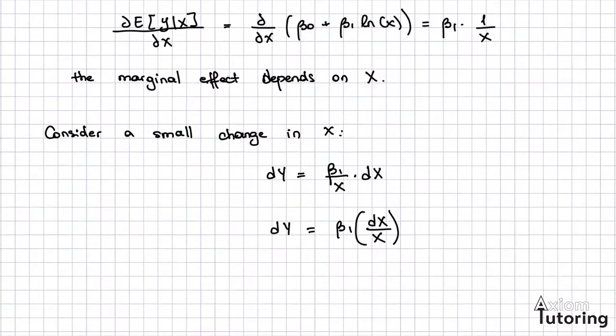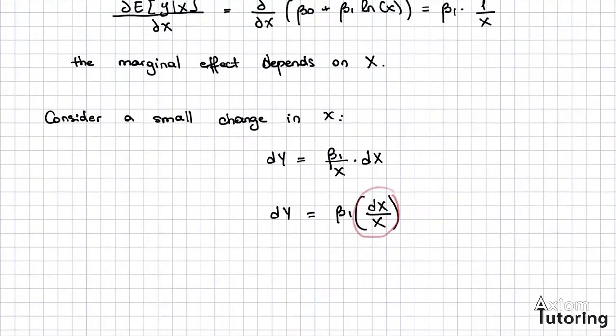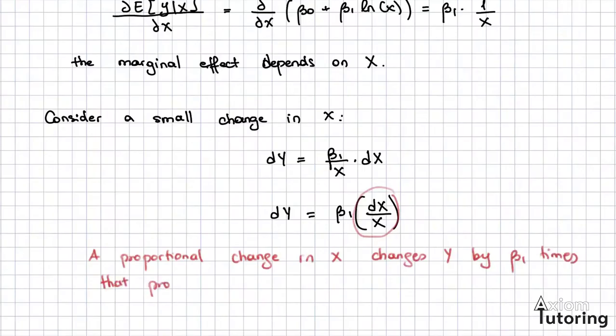Keep in mind, we already know by now that dx over x multiplied by 100 is the percentage change in x. So what you're seeing through this is that a proportional change in x changes y by beta 1 times that proportion.